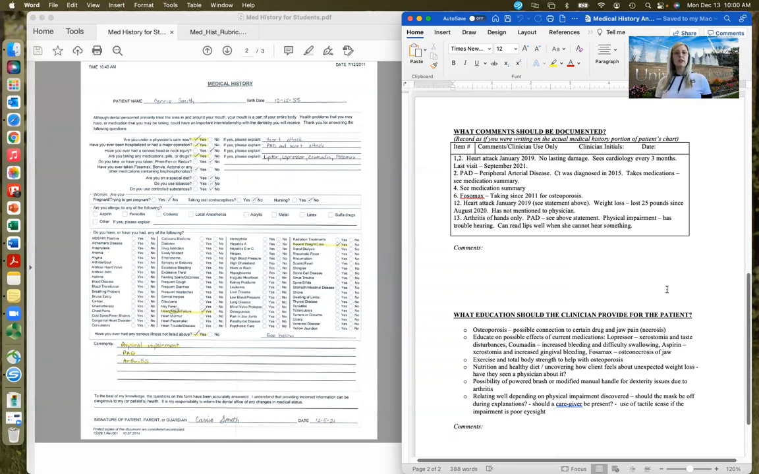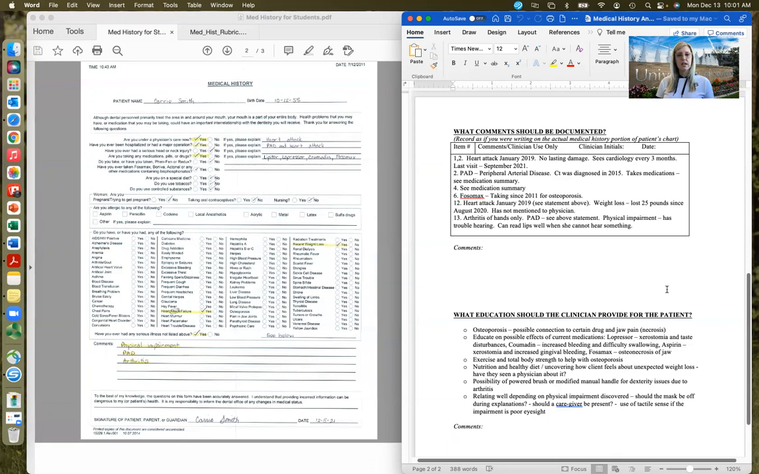So some of these we can combine, right? Like those first two questions, are you under the care of a physician now and have you ever been hospitalized? They wrote some of the same answers, okay? So under the care of a physician for heart attack, awesome. We found out from them when they had the heart attack. So we wrote down that they had the heart attack January of 19. There is no lasting damage because we asked the patient about damage. They still see their cardiologist every 3 months and their last visit was in September. Okay. Again, it doesn't have to be long drawn out sentences, short, sweet, and to the point.